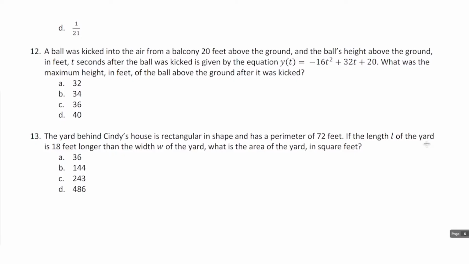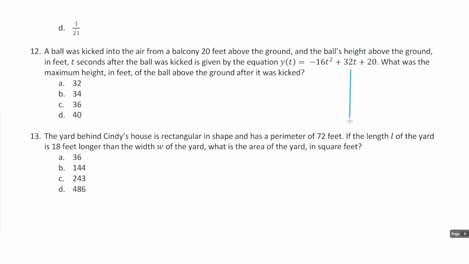Number 12 says a ball was kicked into the air from a balcony 20 feet above the ground, and the ball's height above the ground in feet t seconds after the ball was kicked is given by the equation y of t equals negative 16t squared plus 32t plus 20. What was the maximum height in feet of the ball above the ground after it was kicked?